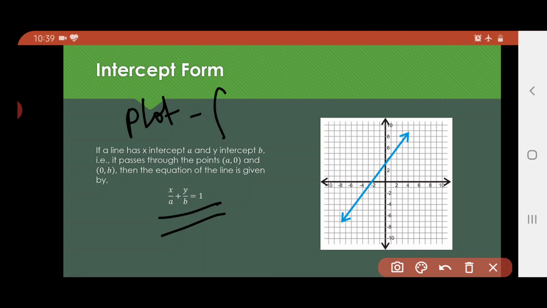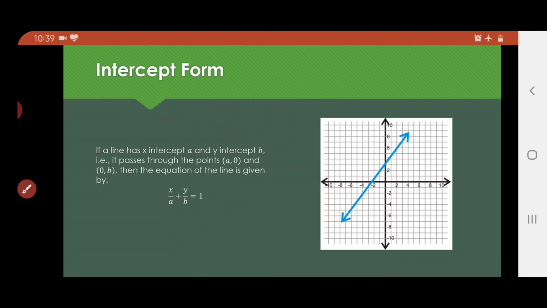Plot friendly means if you want to plot a straight line on a graph paper, then always try converting the straight line into the intercept form. Then it becomes very easy for us to plot it. Why? Just let me give you one small example.